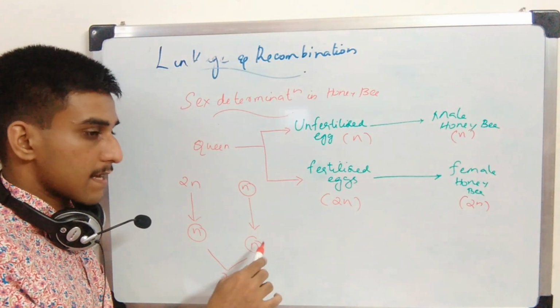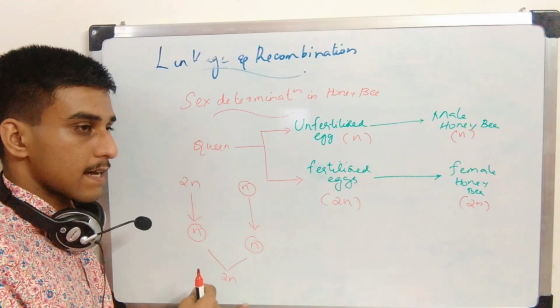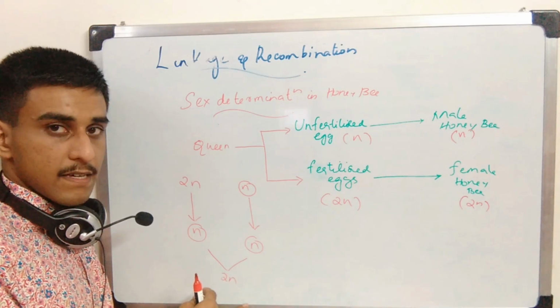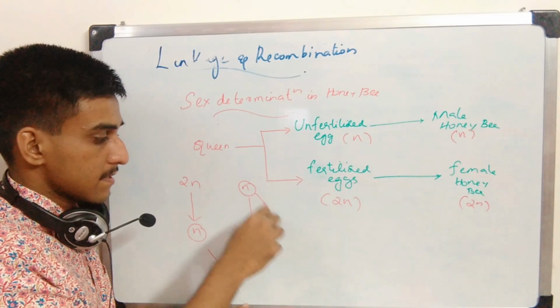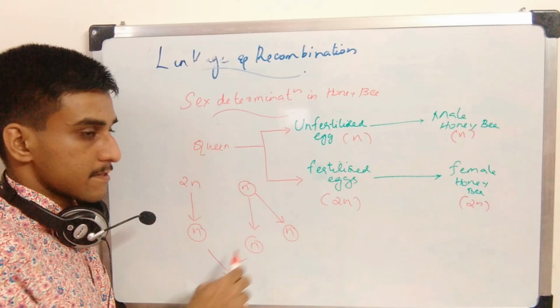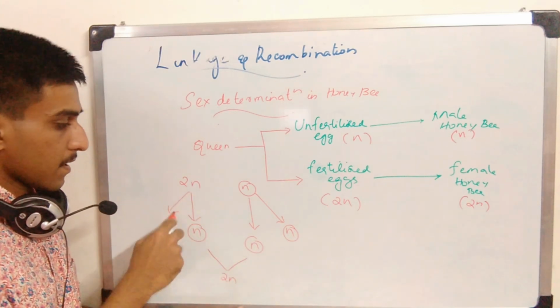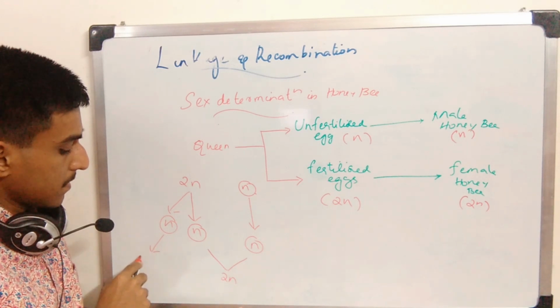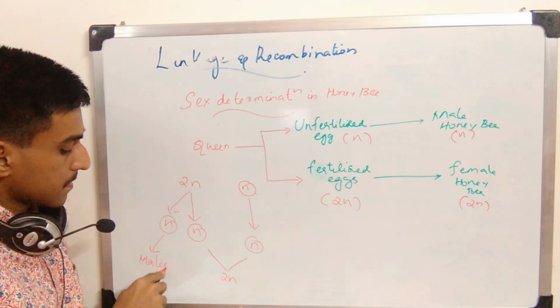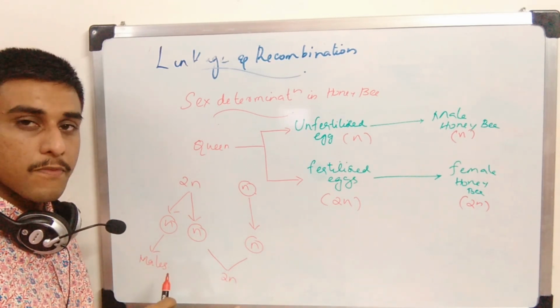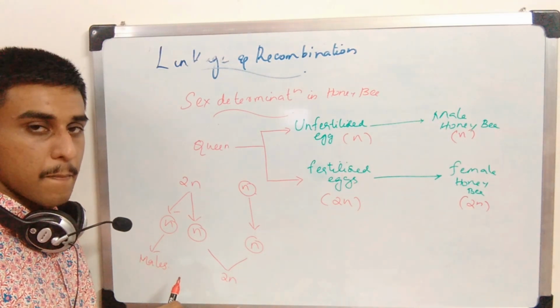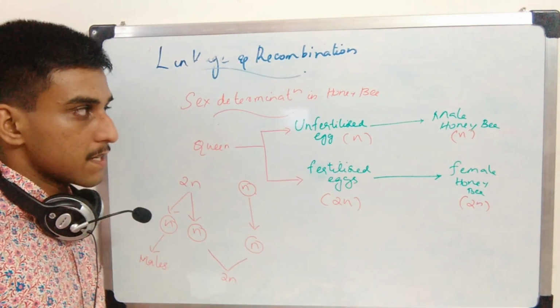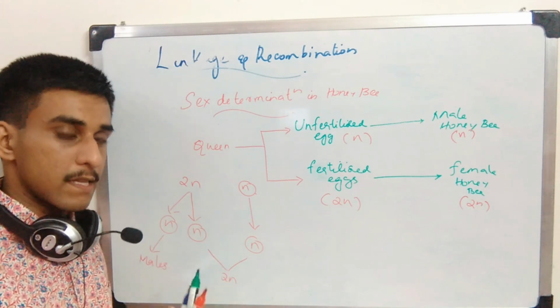If the queen decides, I don't want to fertilize eggs, I need more males in the colony, then it will not fertilize and it will remain like this, forming males. If fertilization occurs, then it will form females. This is the sex determination in honeybees. A very easy topic, I think you understood it.